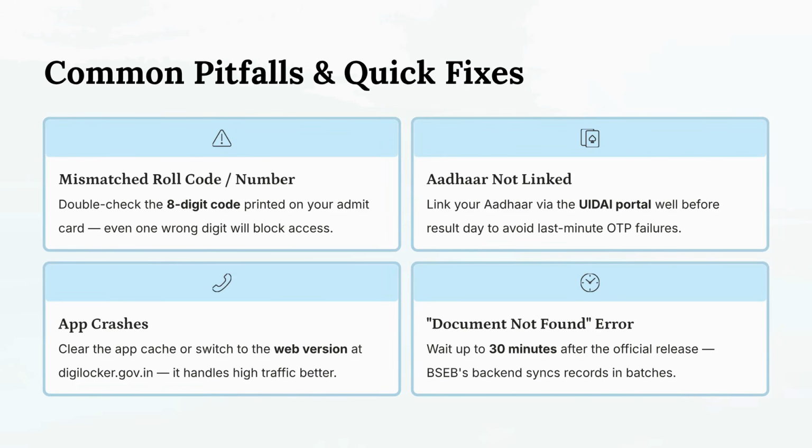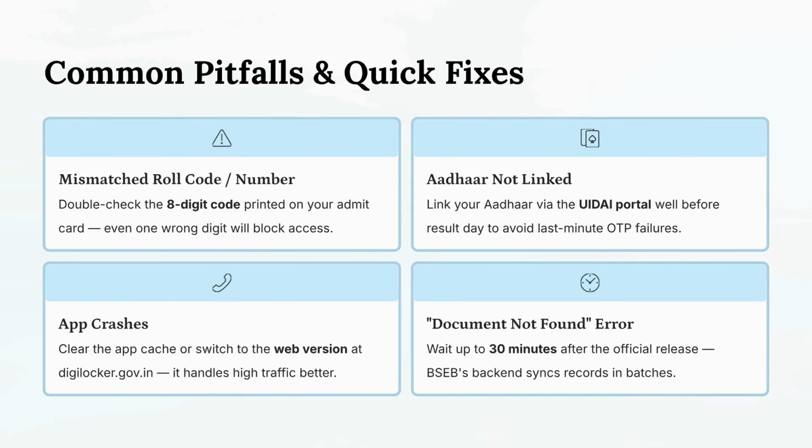Students should also be aware of some common mistakes while downloading their Marksheet. Entering the wrong roll code or roll number is one of the most frequent issues. Always verify the details printed on your admit card. Another common problem is when Aadhaar is not linked with the DigiLocker account. Linking Aadhaar in advance can prevent OTP verification issues on result day.